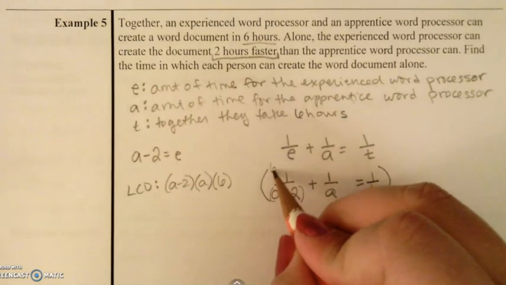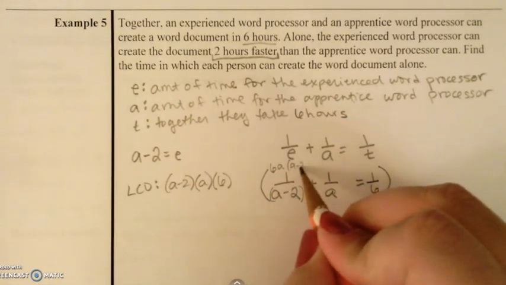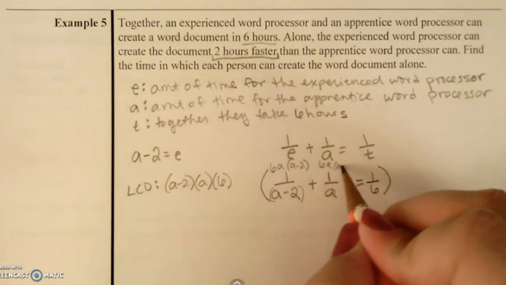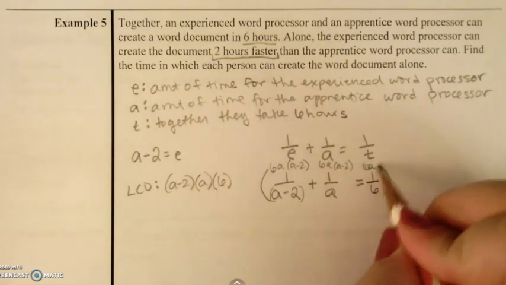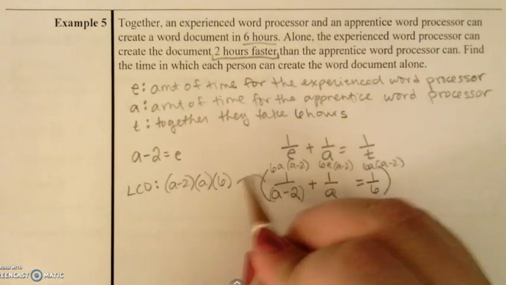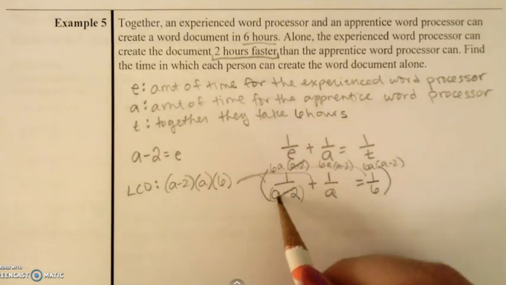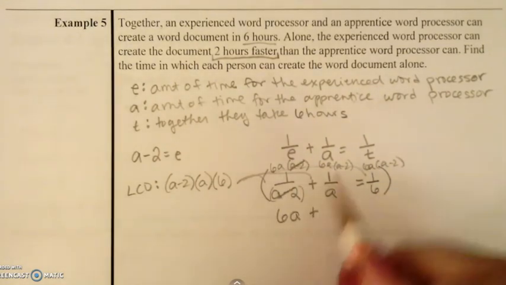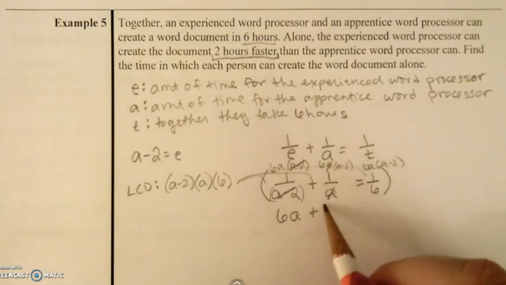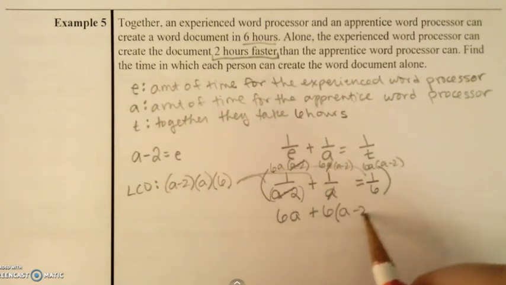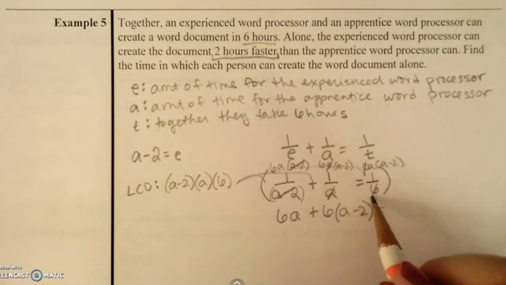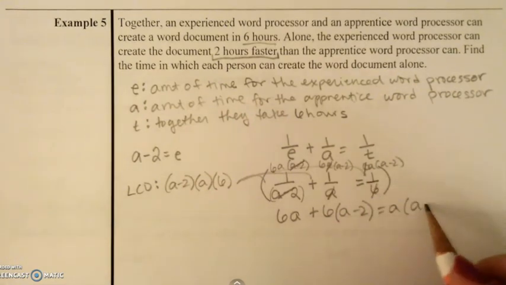So this is 6A times A minus 2, distributing it to each term. 1, 2, 3 terms. A minus 2 reduces, so we have 6A plus, just the A reduces, 6 times the quantity of A minus 2 equals, and just the 6 reduces, A times the quantity of A minus 2.